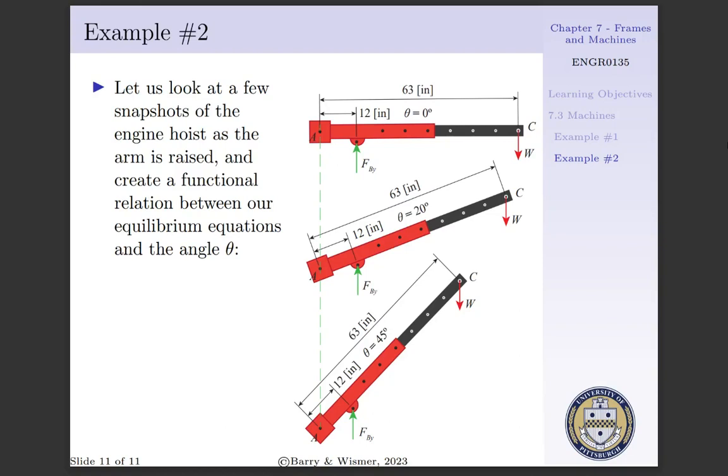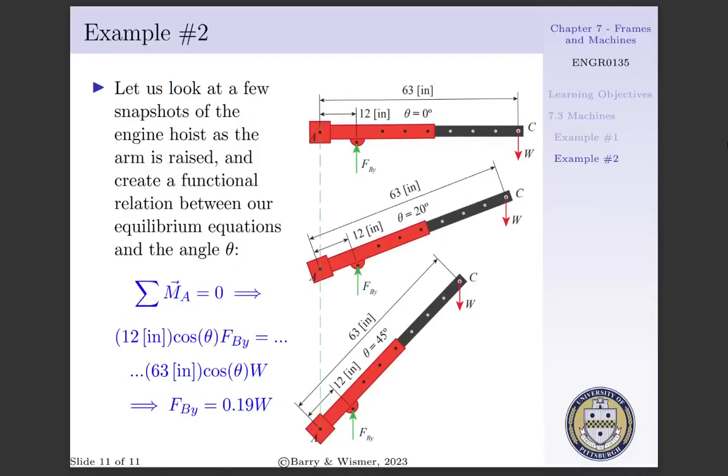In the middle image of the right panel, we will look at our arm when theta is equal to 20 degrees. FBY still acts upward while our weight still acts downward. These two forces are parallel. Lastly, when our arm is tilted at 45 degrees, we once again see FBY and our weight are parallel to one another. For us to resolve this problem, it'd be easiest to take the summation of moments about point A.